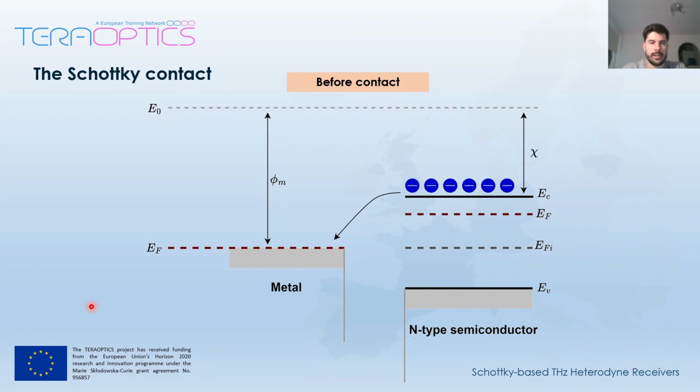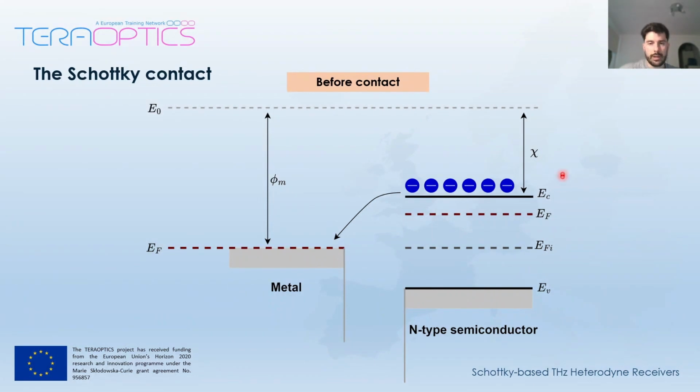Now, the key to understand the Schottky contact is to have a look at the energy band diagrams of the metal and the semiconductor before and after contact. So for this explanation, we're going to use an N-type semiconductor, as this is the case for terahertz Schottky contacts, as we will see later. In a semiconductor, we have the valence and conduction bands separated by the energy gap, and if we have an N-type semiconductor, the Fermi level is positioned somewhere above the intrinsic Fermi level.